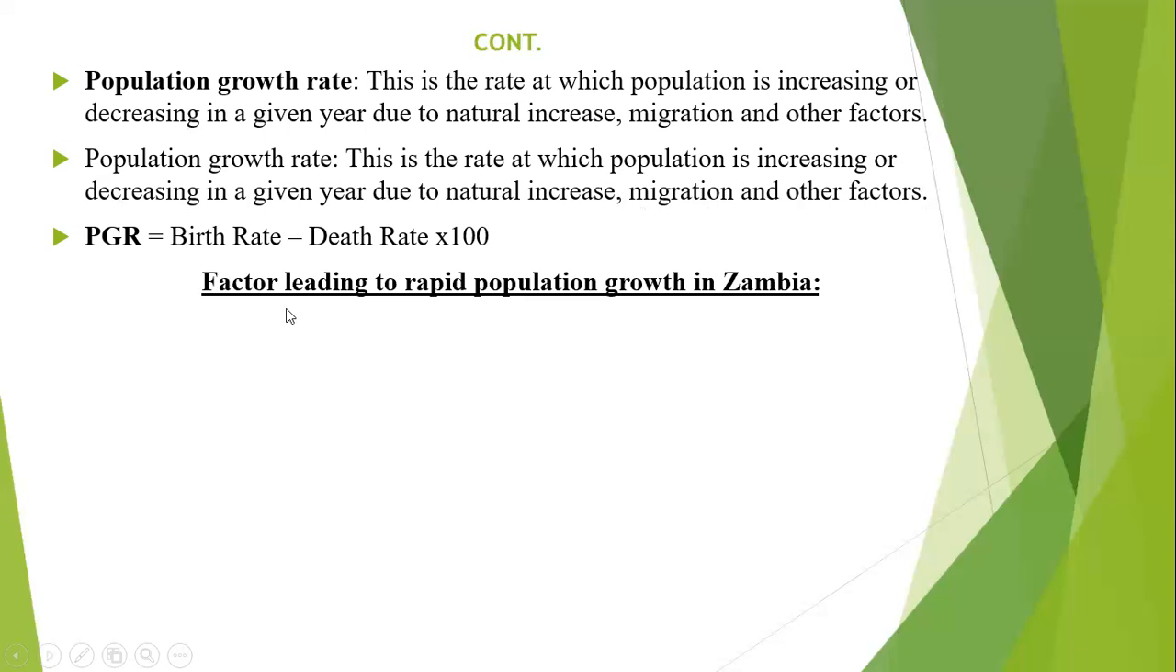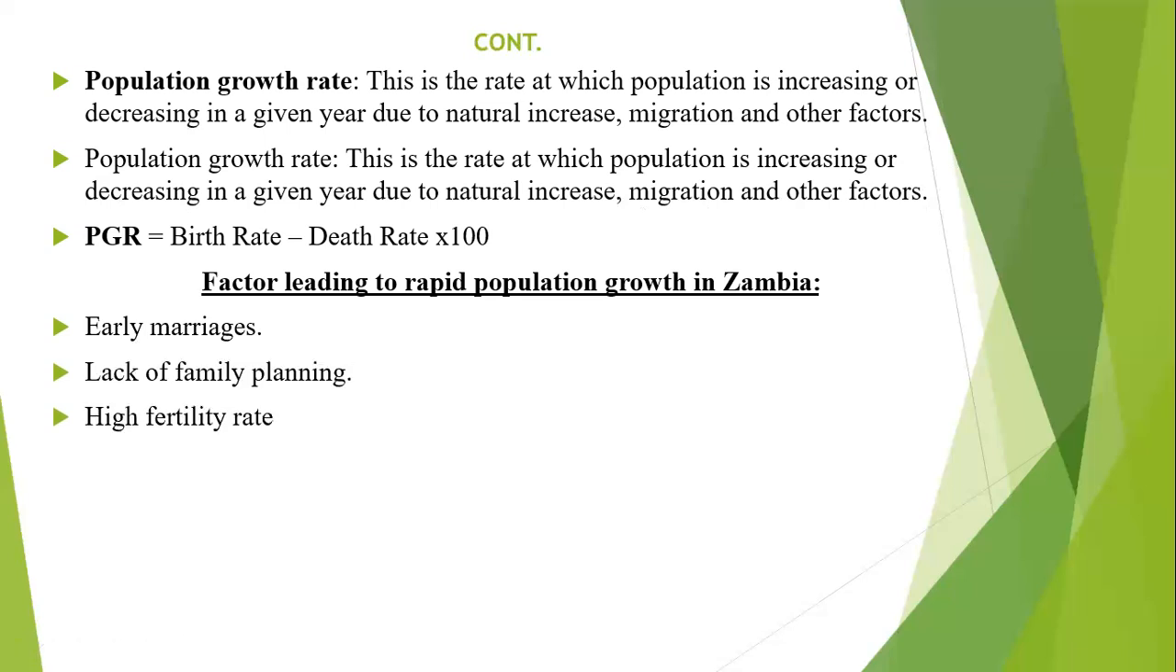Now, what are the factors leading to rapid population growth rate in Zambia? Early marriages, that's number one. Lack of family planning, high fertility rate, poverty. So these factors are very, very important. Improved nutrition makes people live longer, thereby increasing the population.